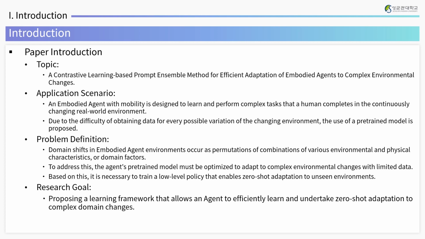We define the problem as the agents needing to cope with changes in their surroundings. These changes are mixtures of different environmental elements and physical factors of agents. To address this, the pre-trained model adapted to agent must be optimized to environment changes with limited data. Also, the agent needs to be able to tackle new challenges not seen before rapidly. This is known as zero-shot adaptation.